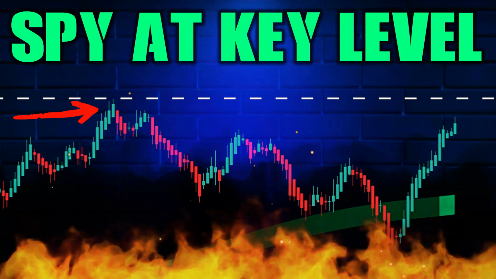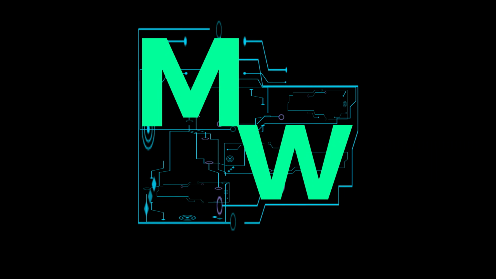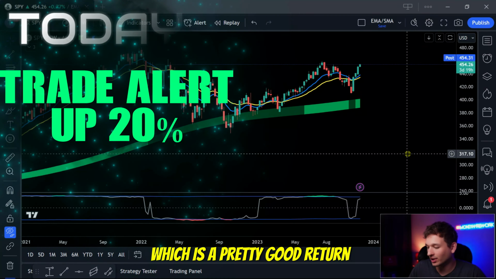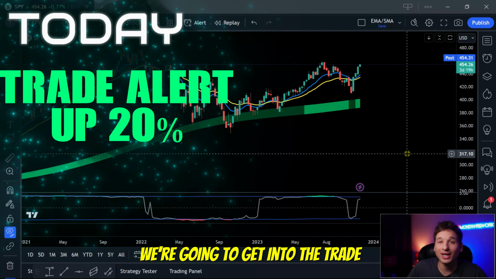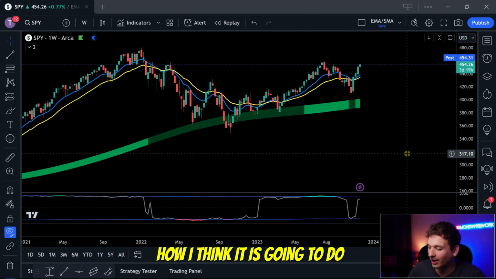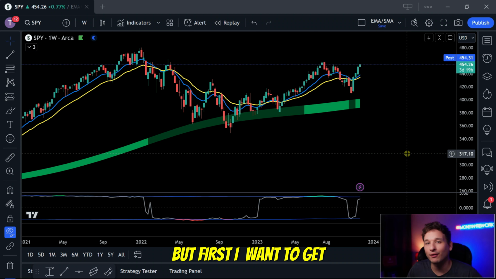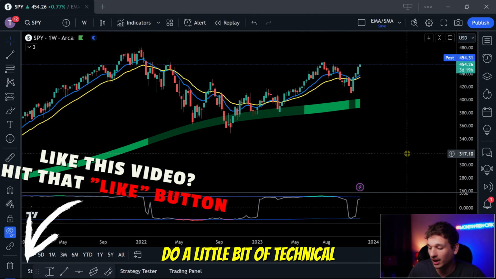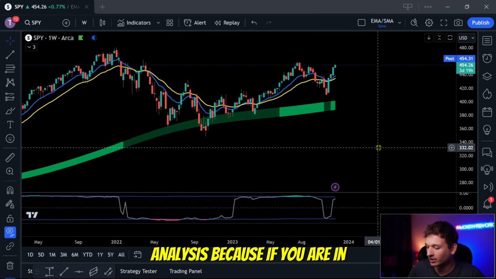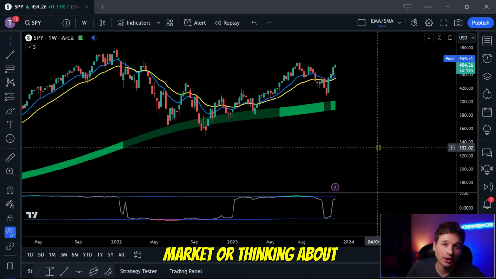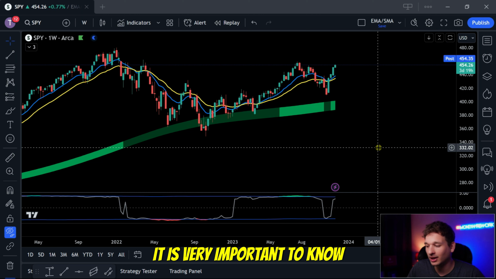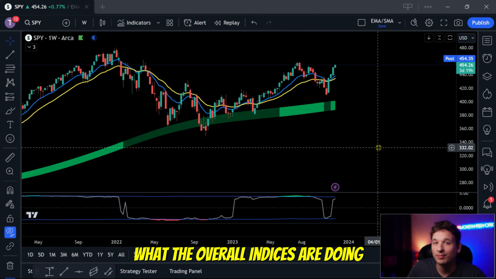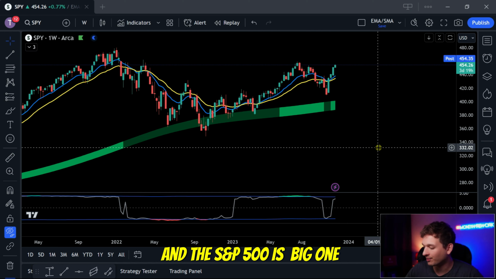So this trade has been up 19% since I called it out a few weeks ago, which is a pretty good return. We're going to get into the trade, how I think it is going to do in the near future. But first, I just want to get into the S&P 500 real quick and do a little bit of technical analysis, because if you are in the market or thinking about getting into the market, it is very important to know what the overall indices are doing, and the S&P 500 is the big one.